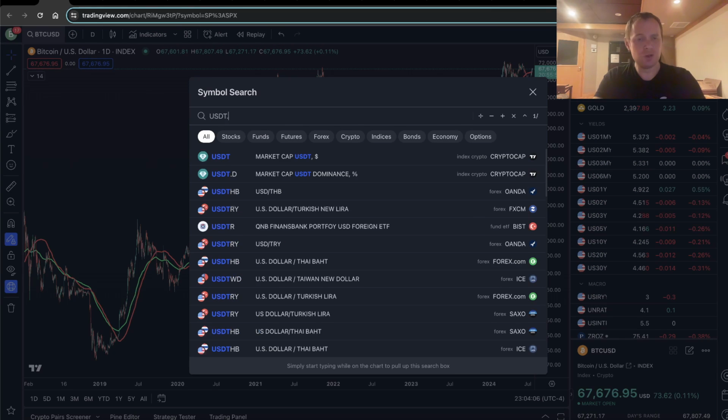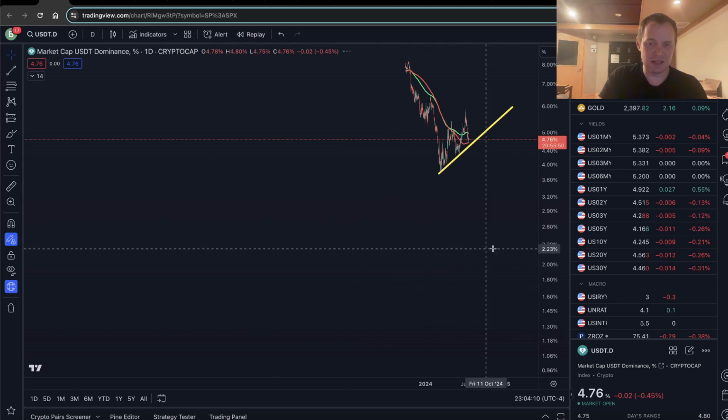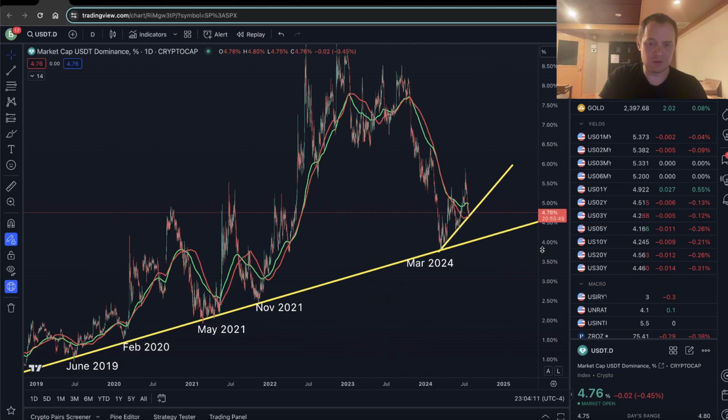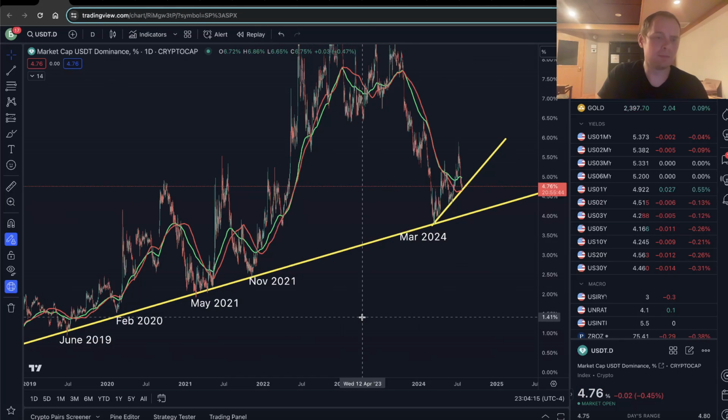And we also saw USDT dominance have this test of the trend line once again, which, historically when it's happened, has marked some of those deeper pullbacks, right? So if you're looking at all that and thinking, all right, there's a little bit of confluence, not only with the risk metric, but also with some of these other indicators.